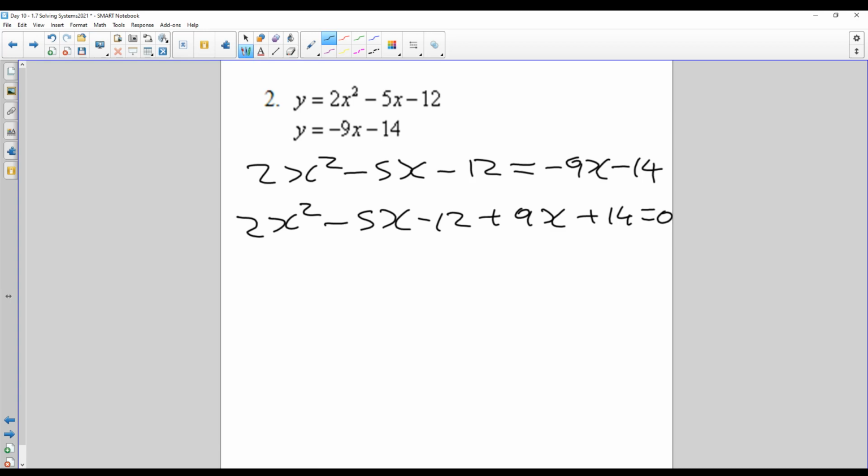Okay, so let's tidy this up. So that's 2x squared, the minus 5x and the plus 9x. That sounds to me like 4x. And the minus 12 and the plus 14, that sounds to me like plus 2 equals 0. Let me double check that. Minus 5 plus, yeah, that's 4, and minus 12, yeah, that's plus 2.